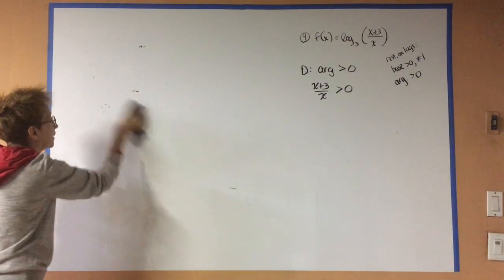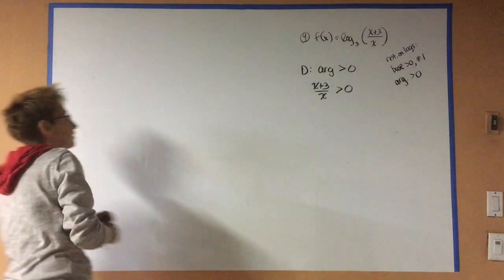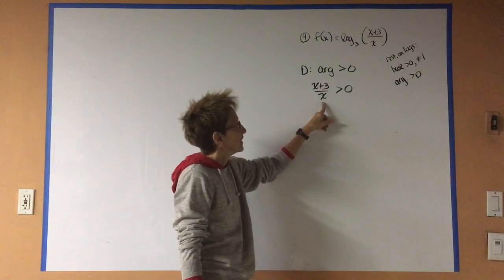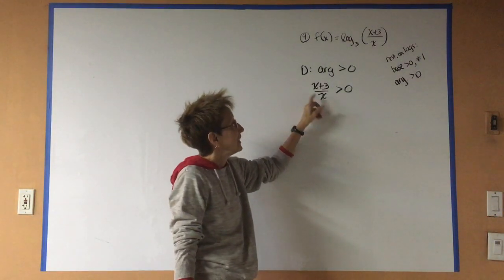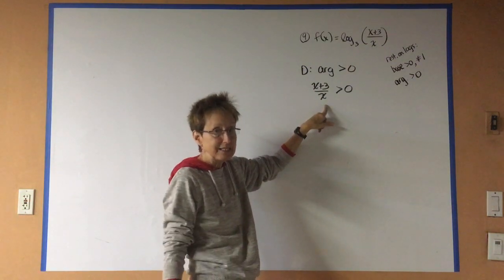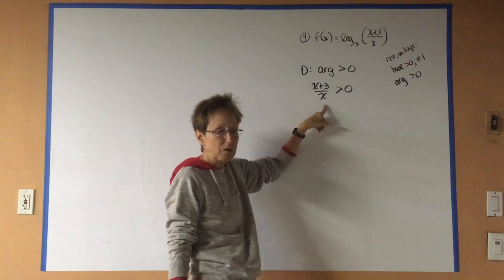What kind of an inequality is that? Is it linear? I don't think so. We've got x's and denominators here. It's not linear, it's not quadratic. It is a rational inequality. You just got tested on this. This is a rational inequality. How do I solve a rational inequality?